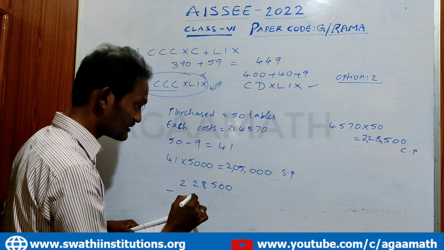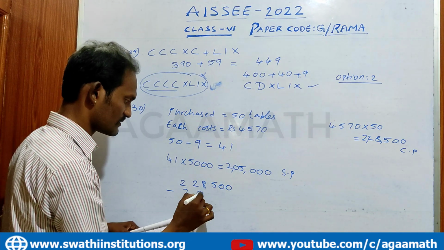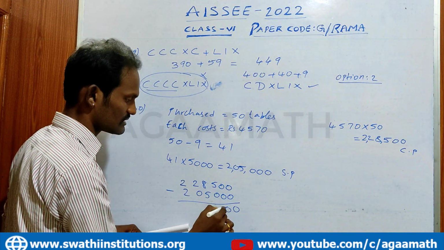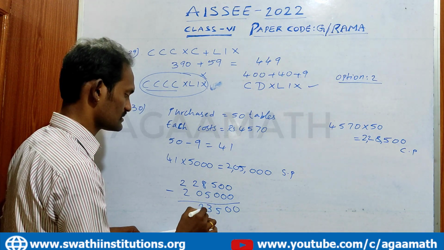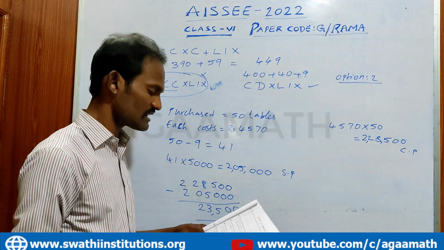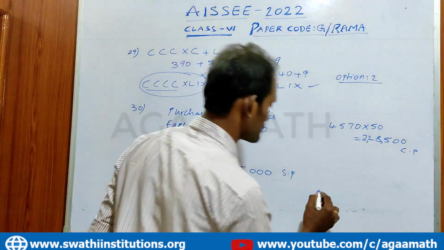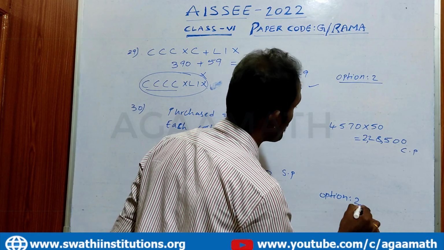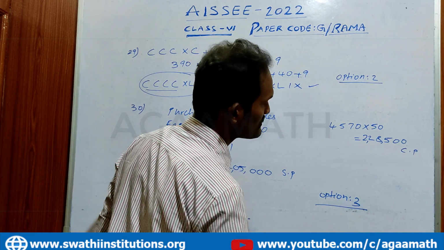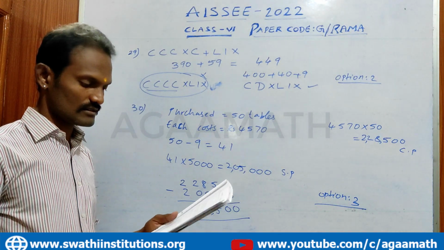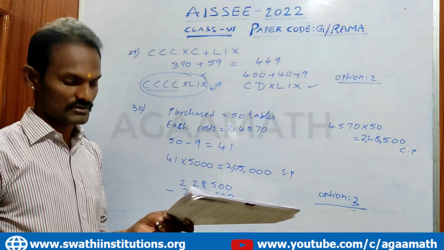Minus that is 2,05,000. So 0, 0, 5, 3, 2. That's enough. So he incurred a loss of 23,500. So that is option 3. Sorry, option 3 is the right answer for question number 30. Okay. So now let us go to the next question, please.